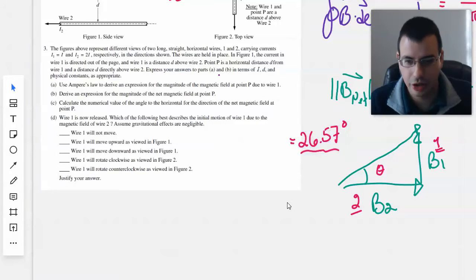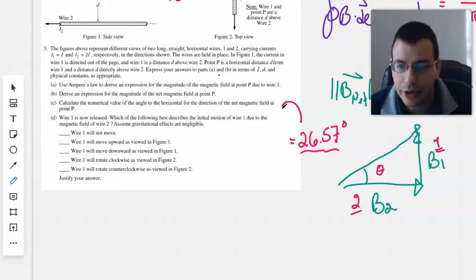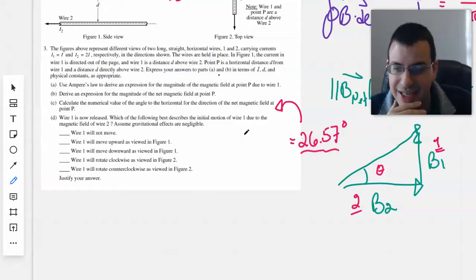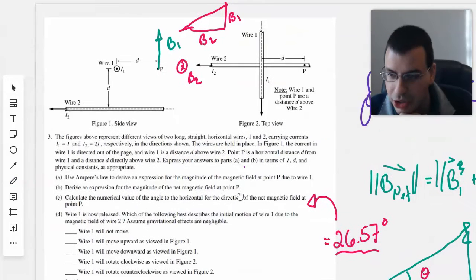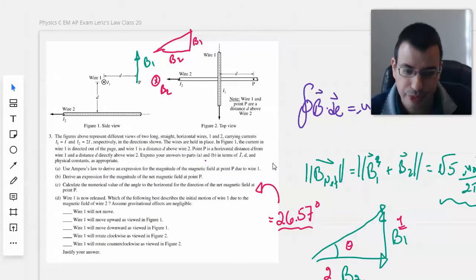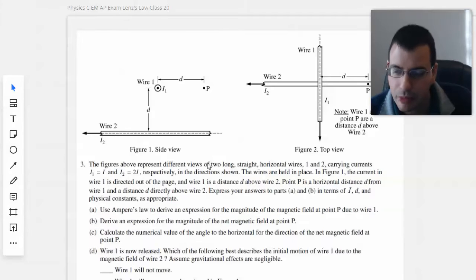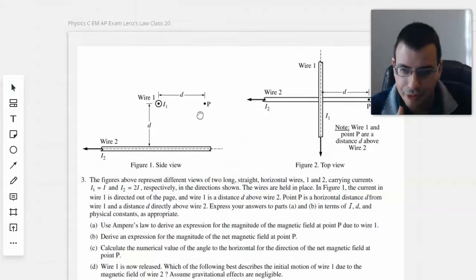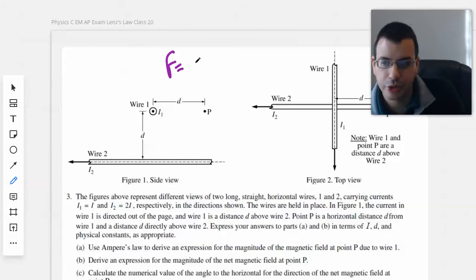Okay. Put this guy here. Draw an arrow to make it feel like I'm doing what I'm supposed to. Here we go. Wire 1 is now released. Which of the following best describes the initial motion, okay, initial, due to the magnetic field of wire 2, assuming gravitational effects are negligible? Okay, so maybe we can get rid of all this. So for this, I'm going to use force equals Q times E plus QV cross B.